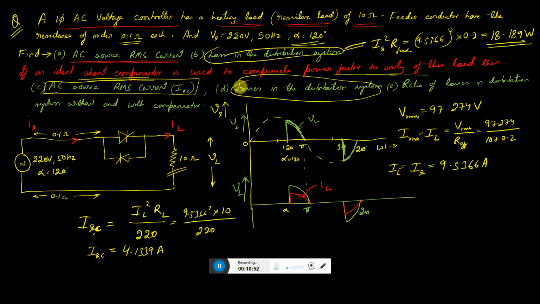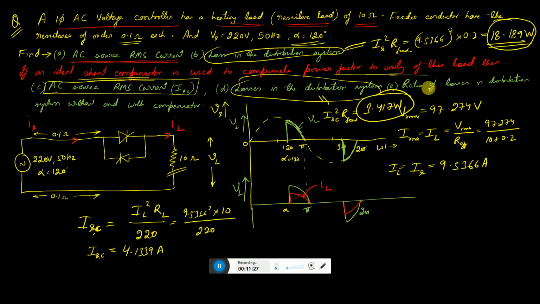If the value of ISC is 4.1339 ampere, then the new loss in the distribution system is ISC squared into R feeder. That will be just the square of this value, 4.1339 squared into 0.2, the resistance of the feeder. So this value will be 3.417 watts. Before compensation the loss is 18.189 watts, and after compensation it is 3.417 watts.